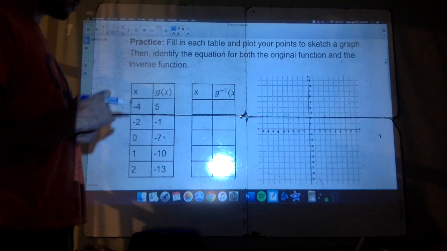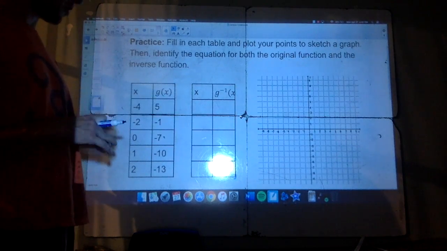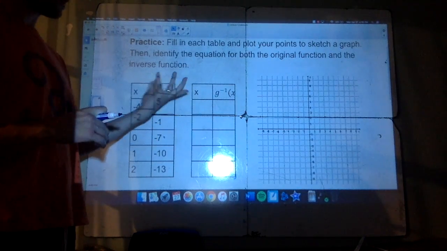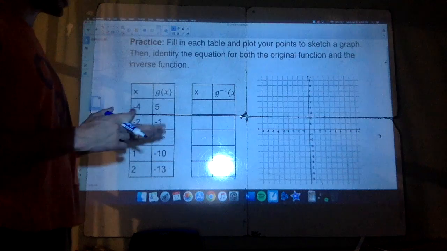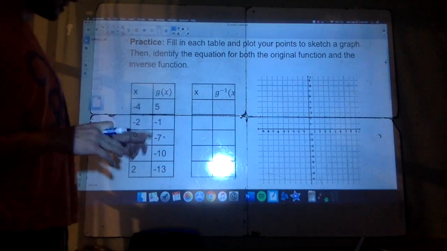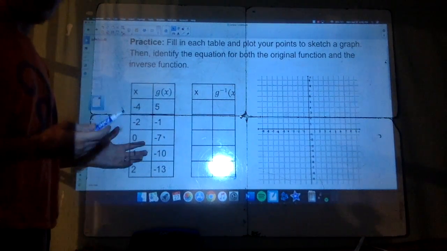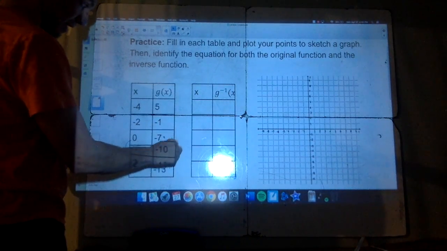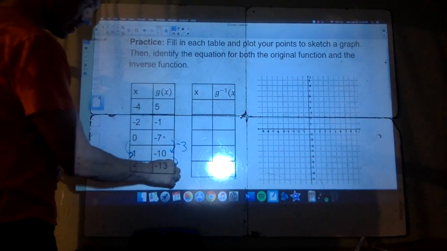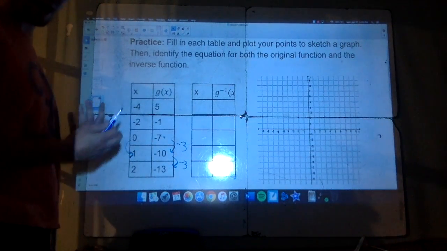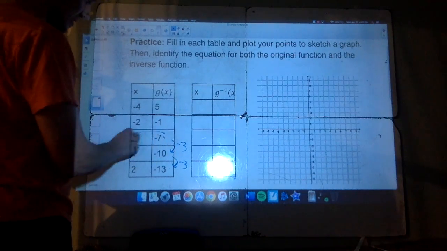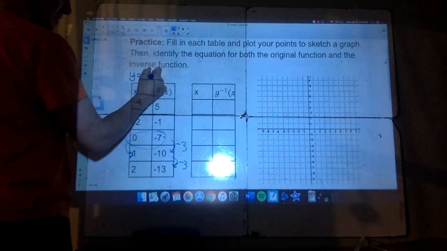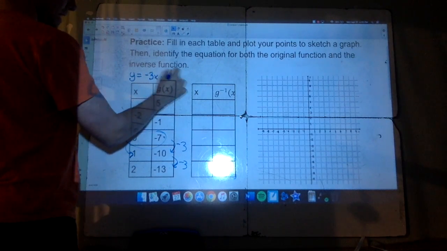All right, so for some practice, I want you to try this on your own, where you're going to take this function and find the inverse. You're going to make the table, the graph, and the equation of both of these. So let's start with the equation of this line. If we increase by 1 x, we're going down by 3. So that pattern is going down by 3, and then (0, -7) is our y-intercept.